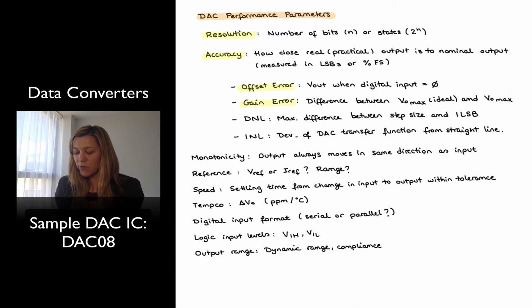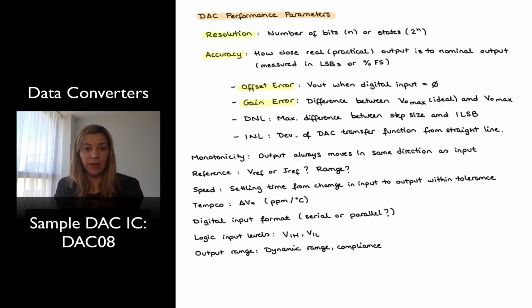There is a gain error, which is basically the difference between the nominal maximum output voltage out of the DAC, and the actual maximum output voltage when all the bits are set to 1.